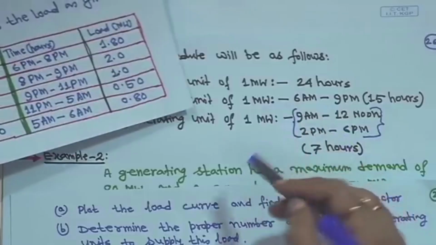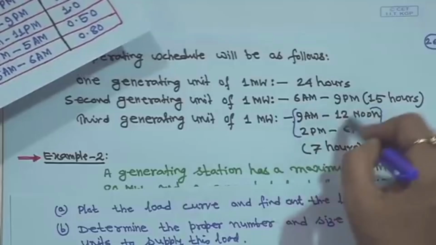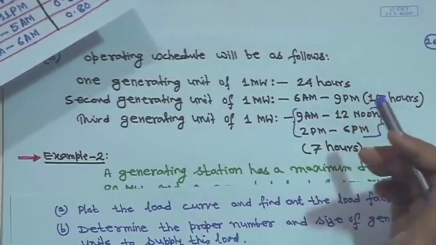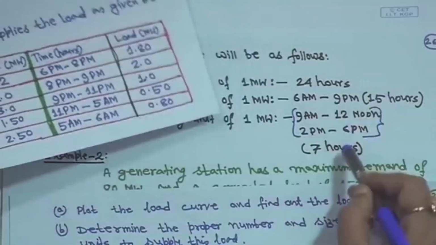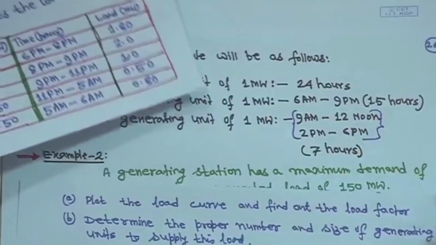This way, from your intuition or common sense, you can find out how the generator operating schedule can be made. From the data and from whatever we have worked out here, you can have a look and see that this is the way the operating schedule can be prepared.